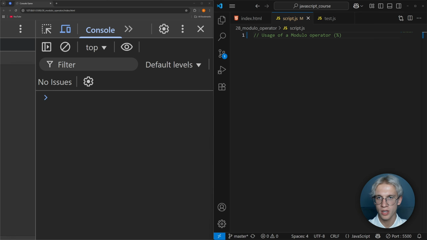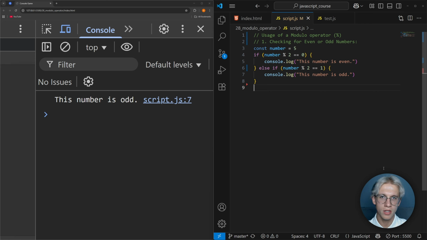Why use modulo in programming? A very common use of modulo operator is to define a number is even or odd. In this code, we check if the number is divisible by 2 or not. If the remainder is 0, this number is even. And if the remainder is 1, this number is odd.